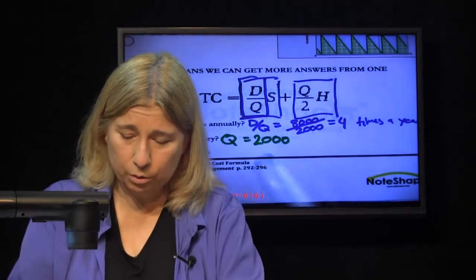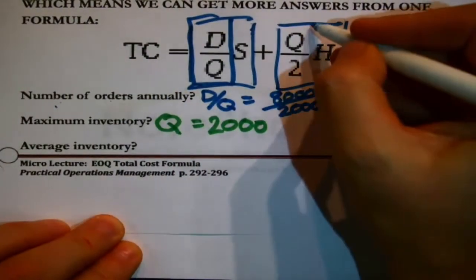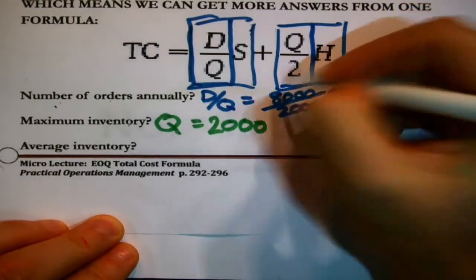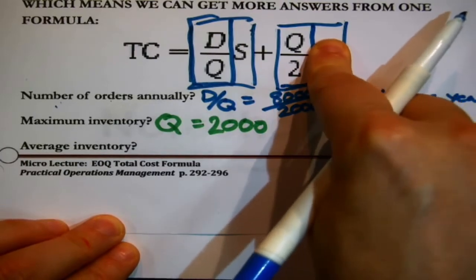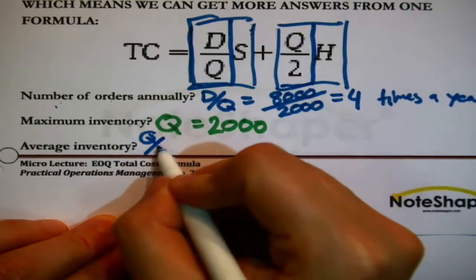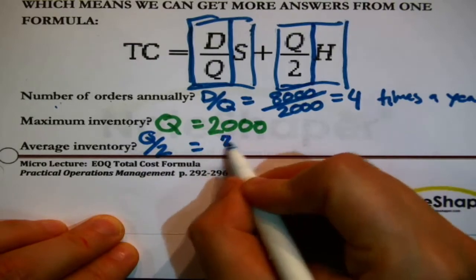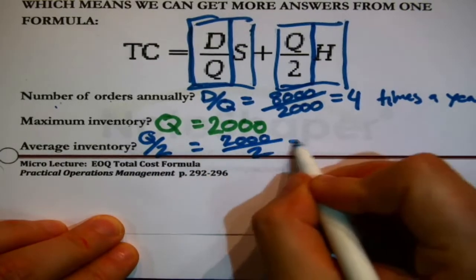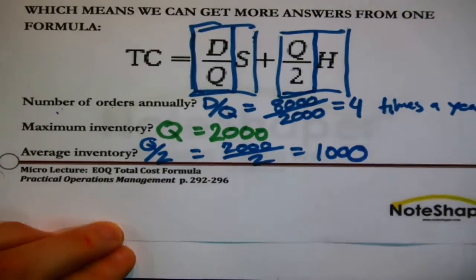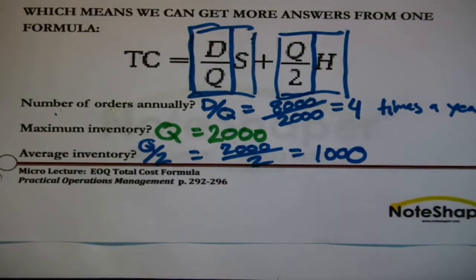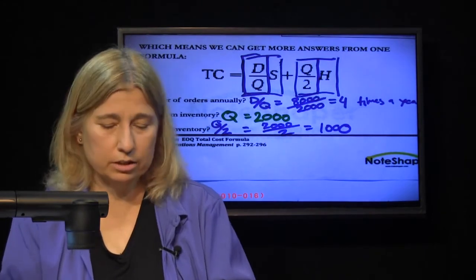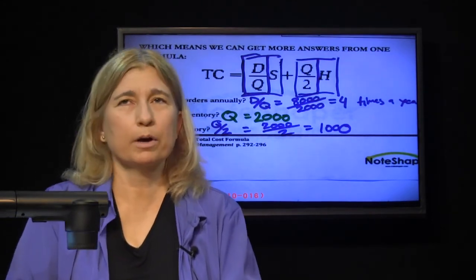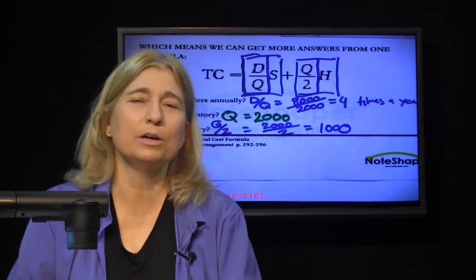Now, next question below that one, average inventory. Go back to the formula. Block out the H. The average inventory is what's left, Q divided by 2. So in our case, for this policy, that's the 2,000 divided by 2. So, by the way, if we order these things 2,000 at a time, we will have, on average, about 1,000 of these things sitting around at any one given moment.